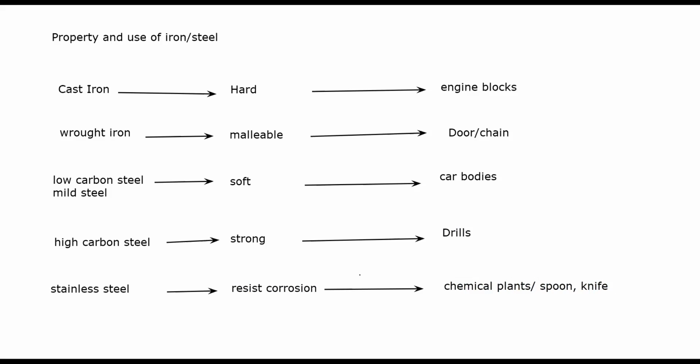So these are the types of iron and steel. You have to learn the property and what is the use for each of them. There are more, but I wrote one, that's enough. I already shared the file with you related to this extraction of the metal. So there you can find more uses.